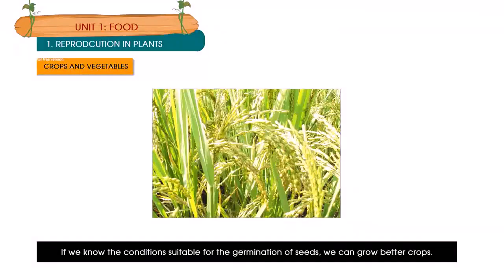Crops and vegetables. The plants of the same kind grown at a particular area at a particular time are called crops. If we know the conditions suitable for the germination of seeds, we can grow better crops. Different plants grow in different climates and seasons. They also require different kinds of soil.